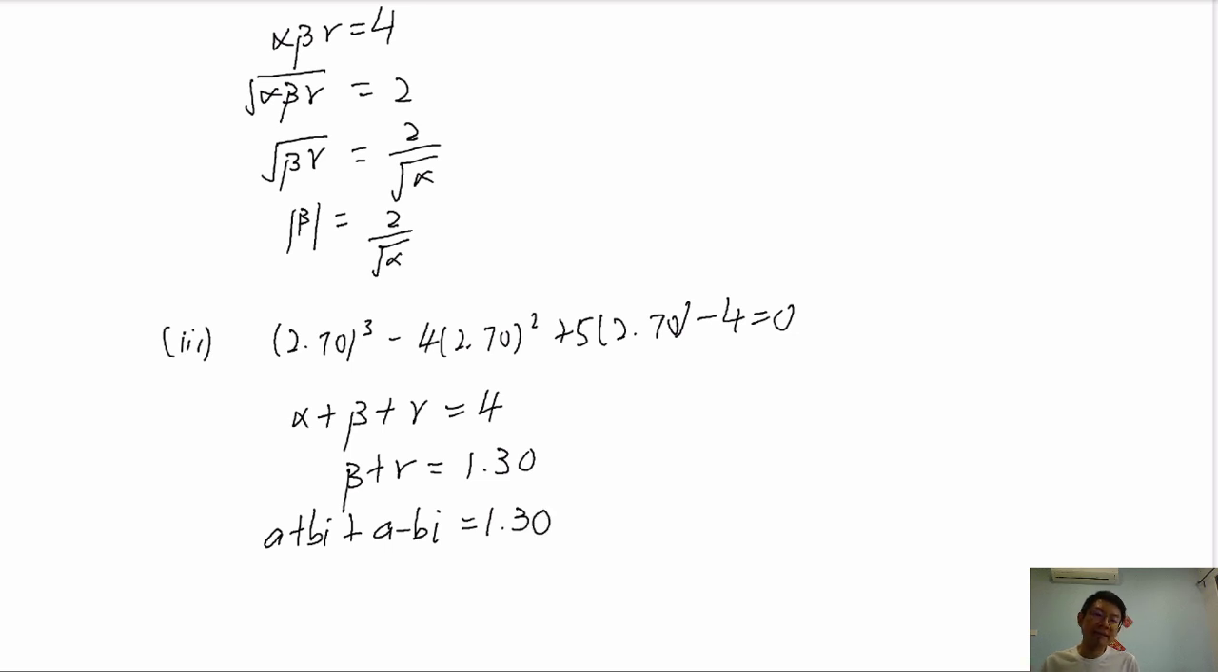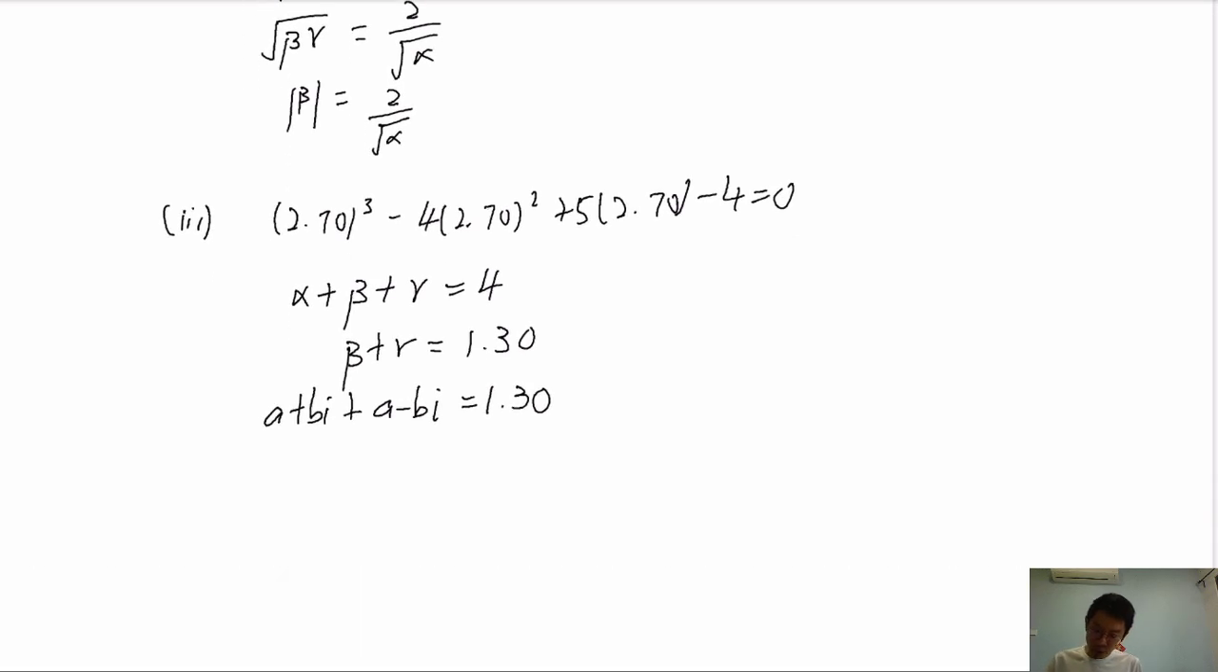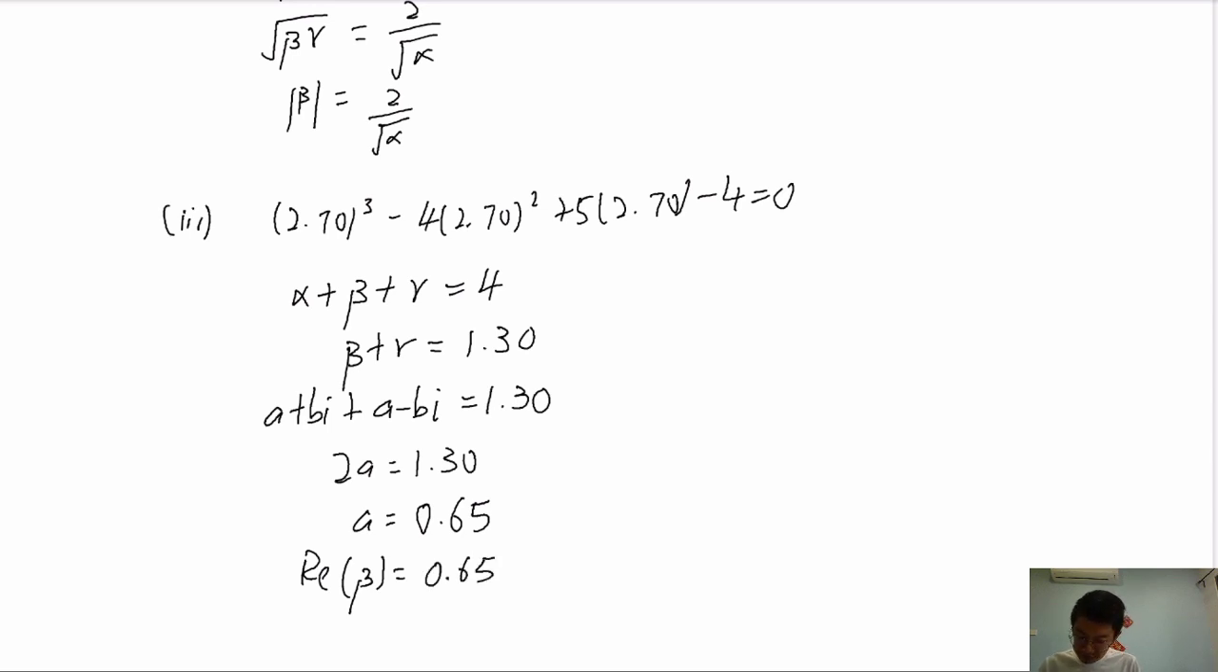Okay, so in this case the bi will cancel off so we only have 2a. So our a is 0.65. So again, what is our a? The a is the real part for either beta or gamma. So they are asking for the beta, so we just write this is the real part for the beta. Okay, so this is how we prove this question. Okay, so that would be for part 3.